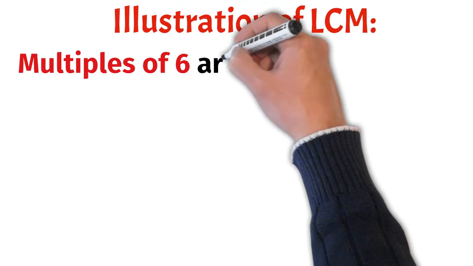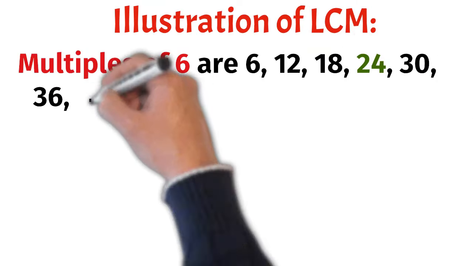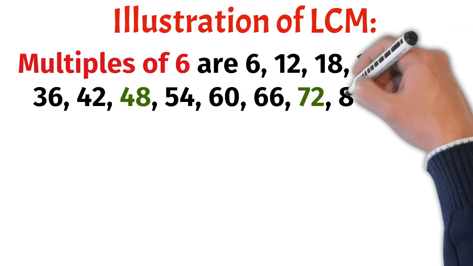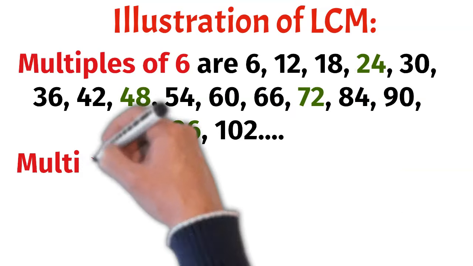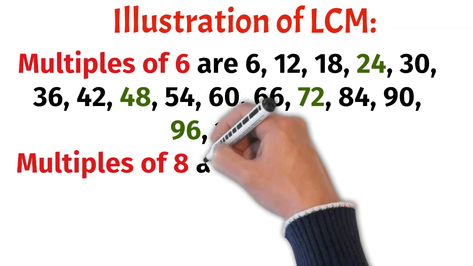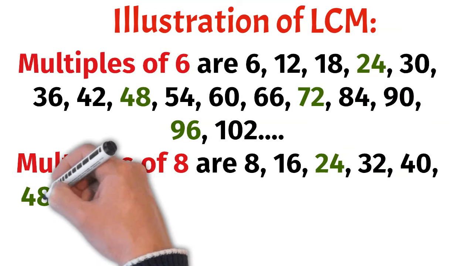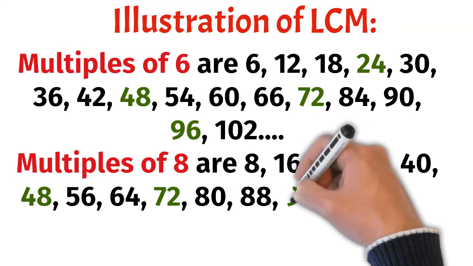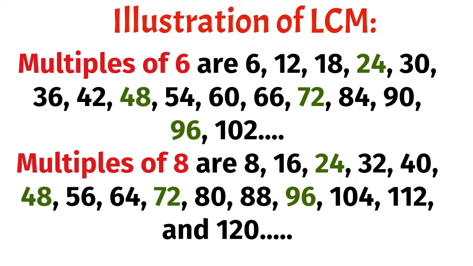Now the multiples of 6 are 6, 12, 18, 24, 30, 36, 42, 48, 54, 60, 66, 72, 84, 90, 96, 102. And the multiples of 8 are 8, 16, 24, 32, 40, 48, 56, 64, 72, 80, 88, 96, 104, 112, and 120.